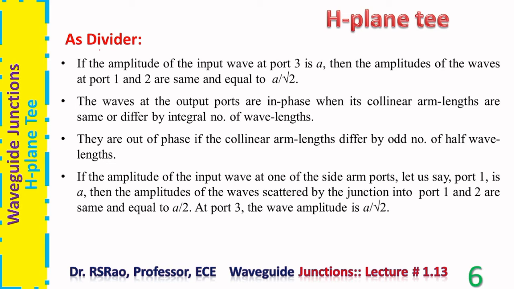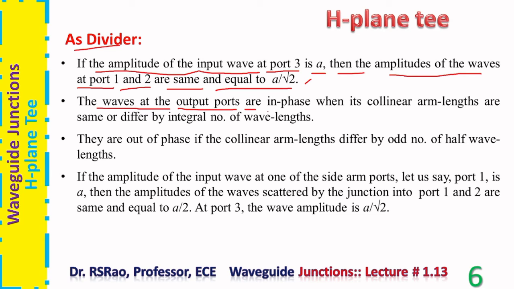Some more points describing the performance of the H-plane T as a divider. If the amplitude of the input wave at port 3 is A, then the amplitudes of the waves at ports 1 and 2 are the same and equal to A by root 2. The waves at the output ports are in phase when the collinear arm lengths are the same or differ by an integral number of wavelengths. Usually, collinear arm lengths are the same. So, outputs are in phase, the general situation.